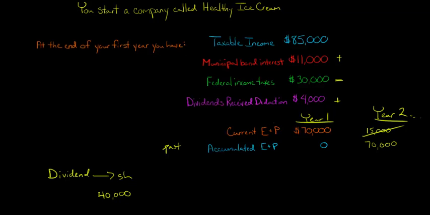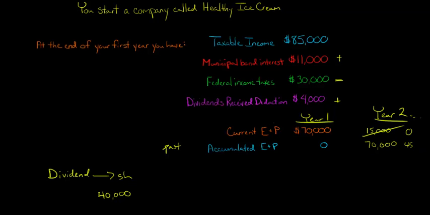So the dividends first come out of the current E&P, because dividends, and we'll talk about this more when we talk about dividends, reduce E&P. So current E&P would go to 0. And then from accumulated E&P, you'd have 25 left to take, so that would be 45. So this would go to 45,000, right? So that would be what happens.